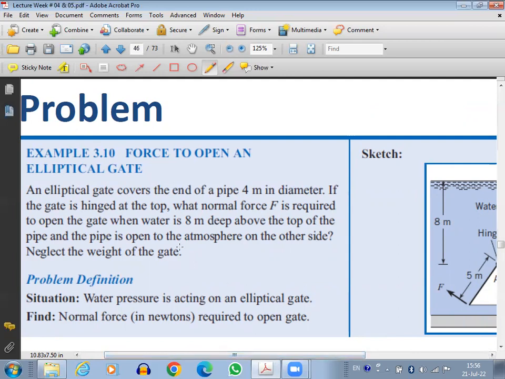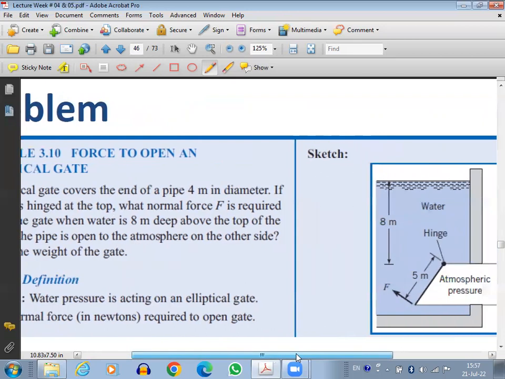Force to open an elliptical gate. An elliptical gate covers the end of a pipe 4 meters in diameter. If the gate is hinged at the top, what normal force is required to open the gate when the water is 8 meters deep above the top of the pipe and the pipe is open to the atmosphere on the other side? Neglect the weight of the gate.